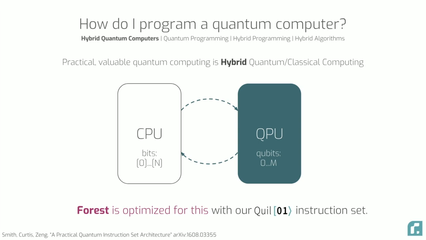The reason why we do this is that you can use the CPU to compensate for limitations in the quantum processor. So even though there's noise in the quantum processor, you can optimize around that noise. I'll talk more about that.